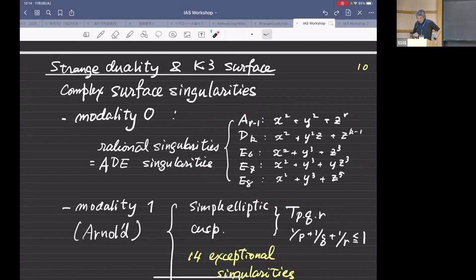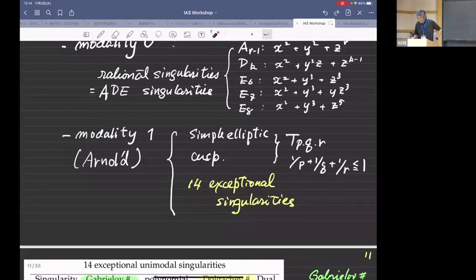They are called the singularities of modality one. Modality is the dimension which you need for the Vassar deformation. And so they are modality zero. And for modality one, cusp singularities and elliptic singularities are of modality one. But there are 14 exceptional singularities other than these Kasparov's simply elliptic ones. And he found a strange duality between these 14 singularities.